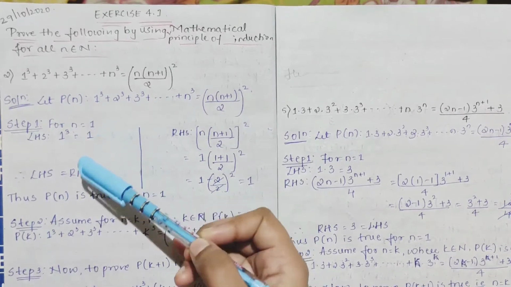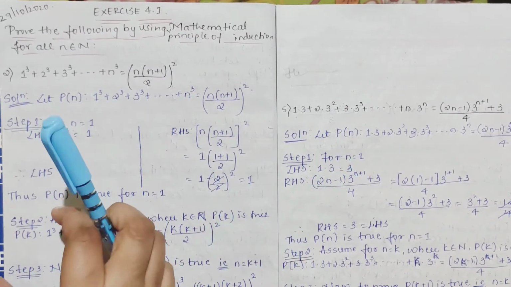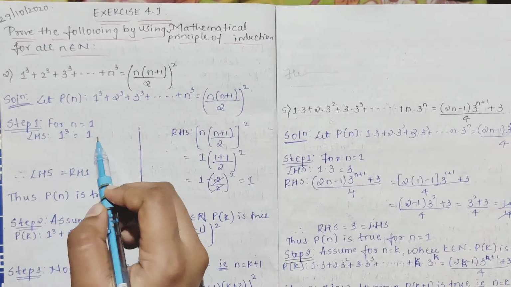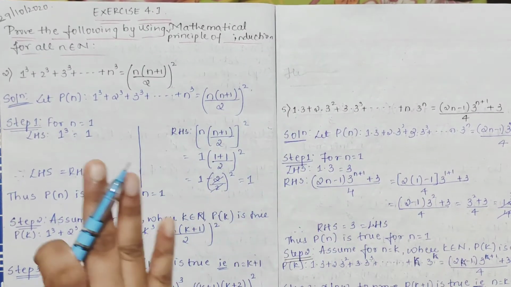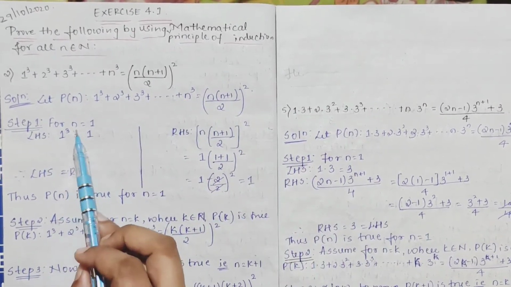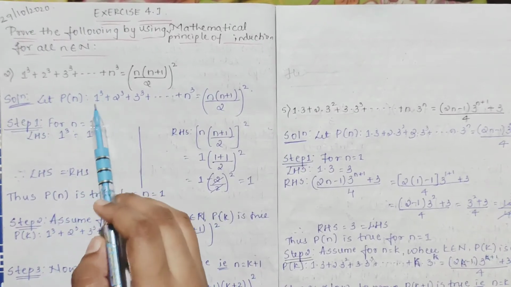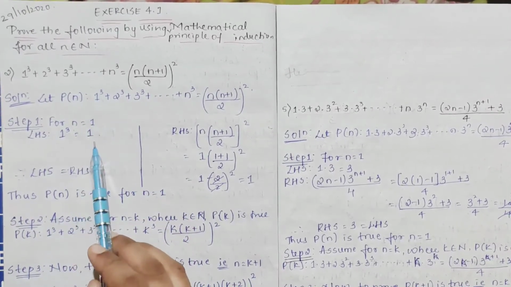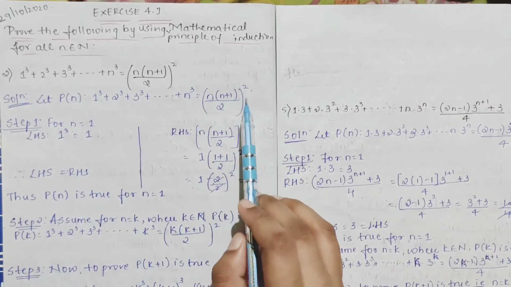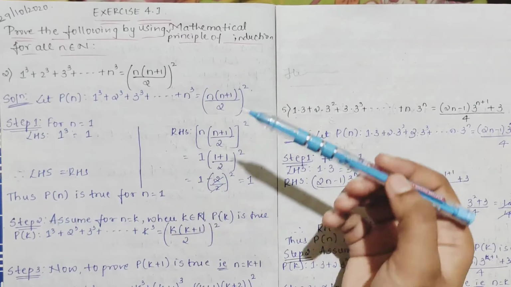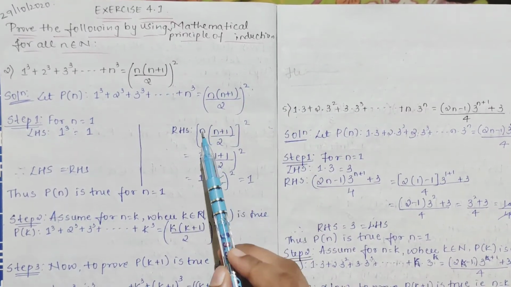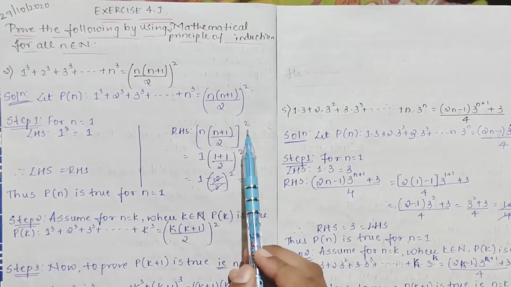First I have taken LHS, like in previous examples, and you can do the same. You can do it directly at RHS also, or consider LHS and RHS separately. For n equal to 1, LHS means you take only one term, the start term, that is 1 cube, which is equal to 1. RHS is n into n plus 1, the whole divided by 2, the whole square. Be careful when you are taking the squaring part. This square is for this whole part.